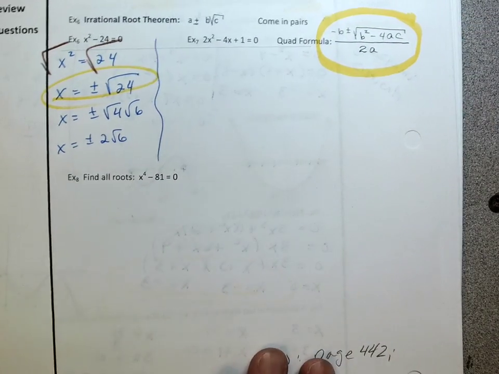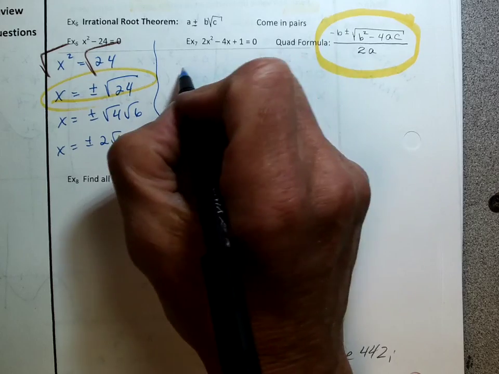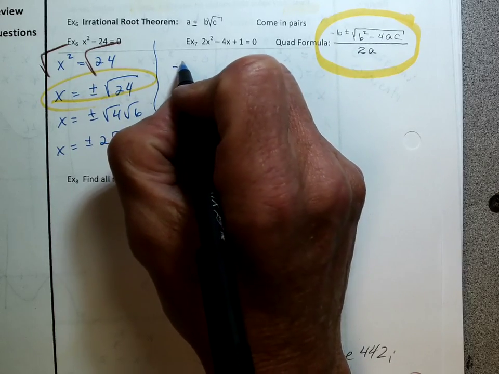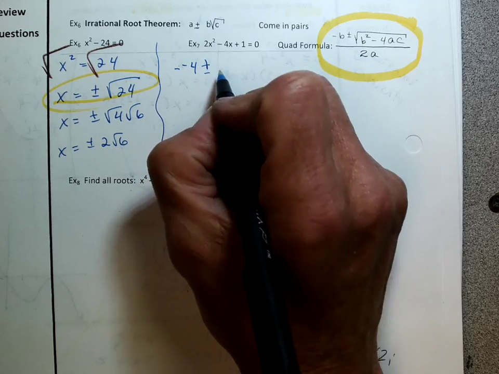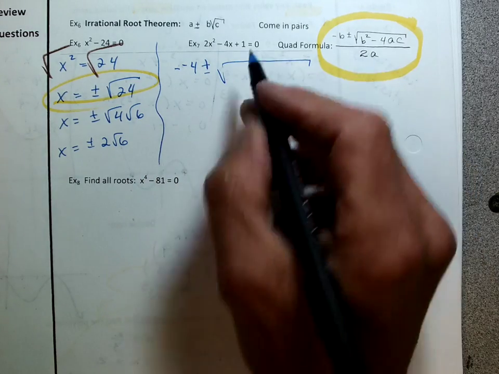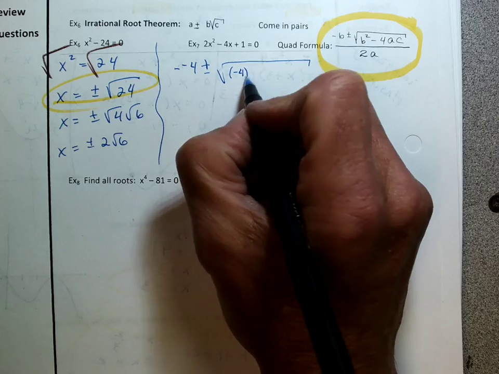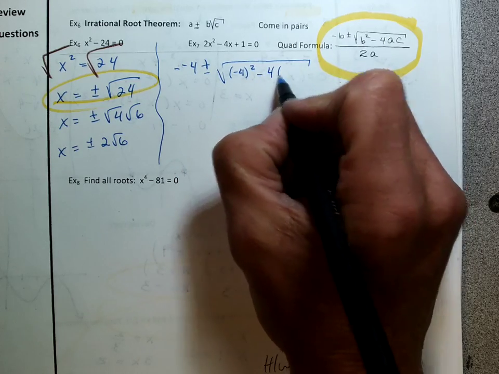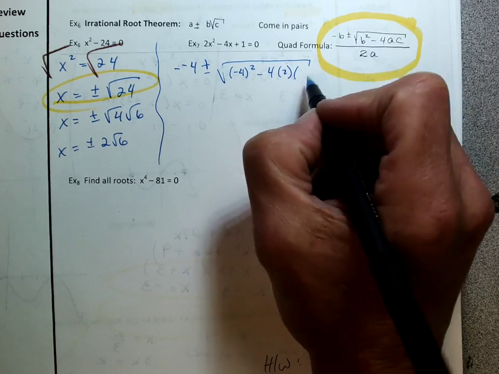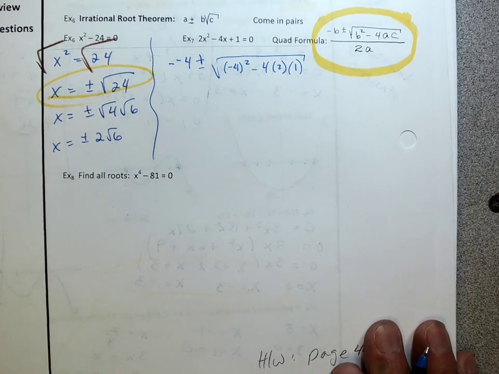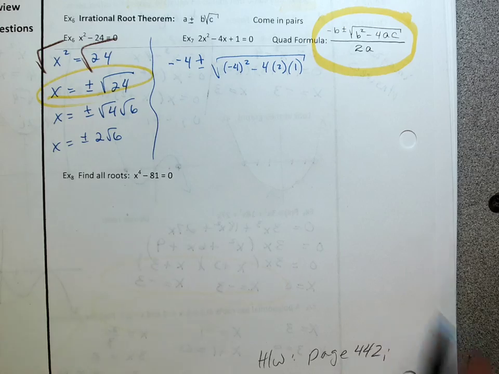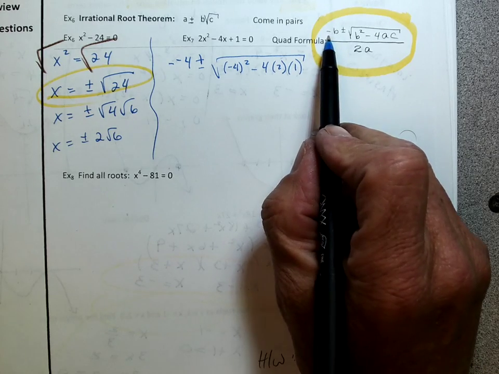Okay. So we're going to go negative B, which is going to be a -4, right? Plus or minus the big square root of B squared, which is my -4 squared, minus 4 times A, which is 2, times C, which is 1. It is a negative. Yeah, it's got to be a -4, right? Because we got a negative B, but it's a -4, right?